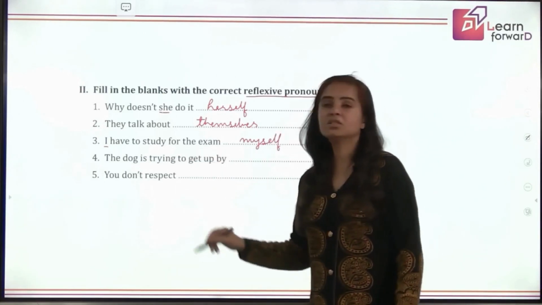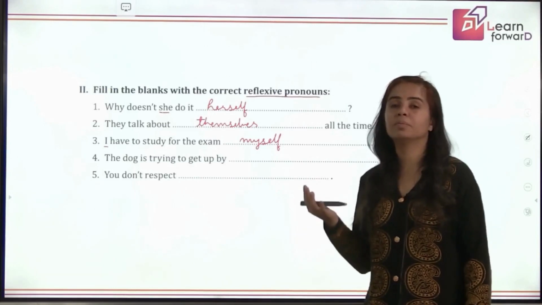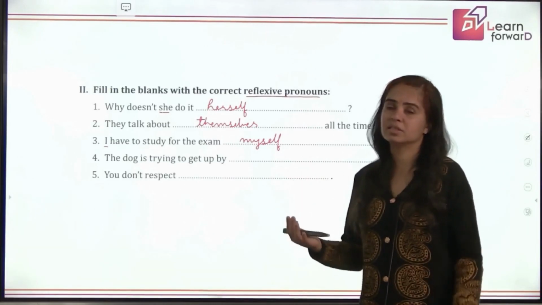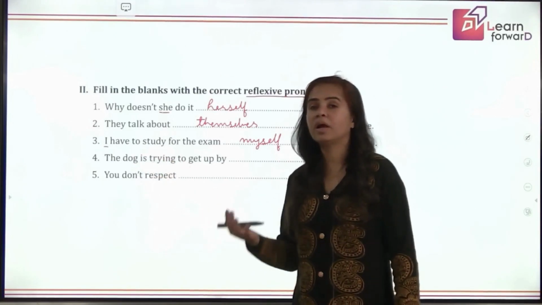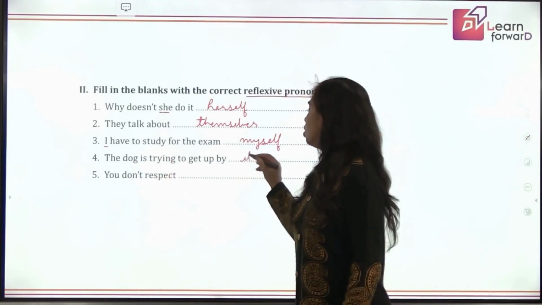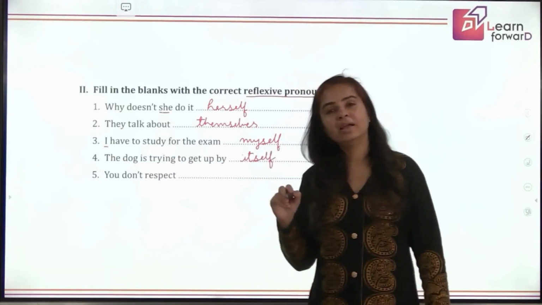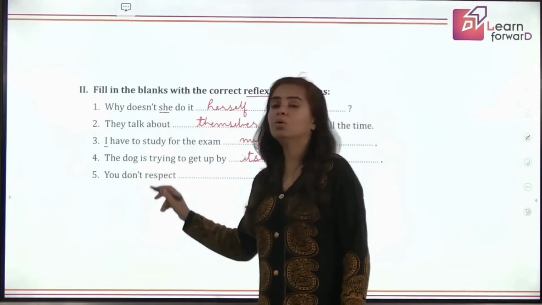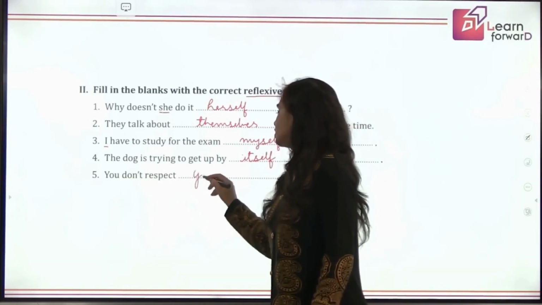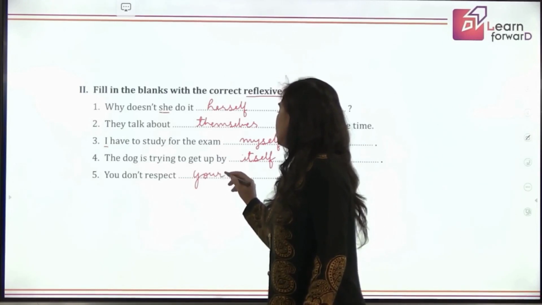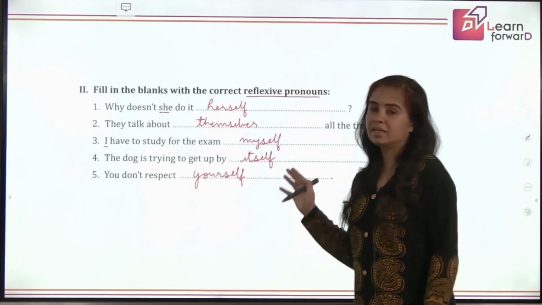The dog is trying to get up by itself, that means it is trying to get up. Maybe it is hurt or it is sick, whatever the reason is, but it is now trying to get up. For the dog, we use it and the reflexive pronoun will be itself. Good. You don't respect yourself. For the second person singular, it will be yourself. Right? So is that easy to do?